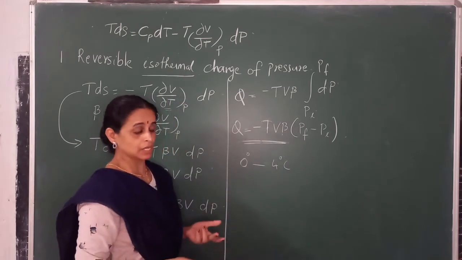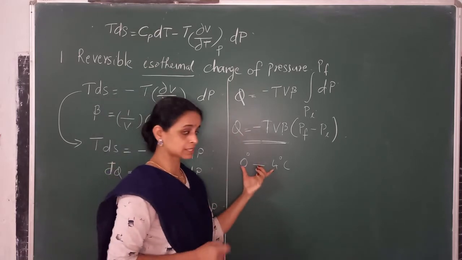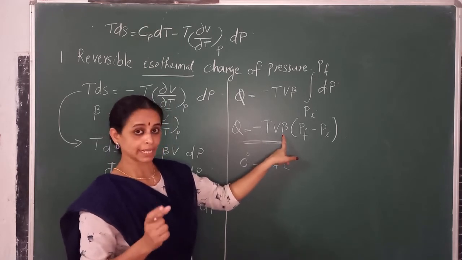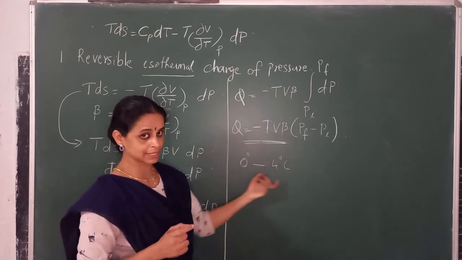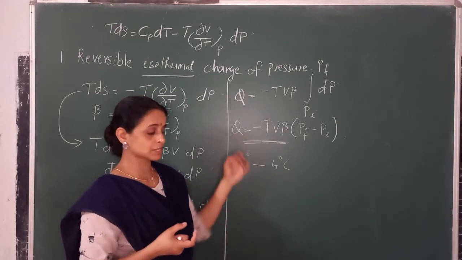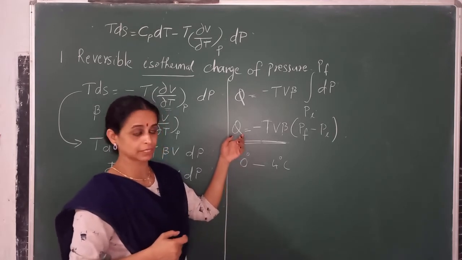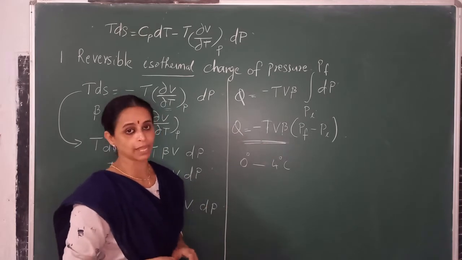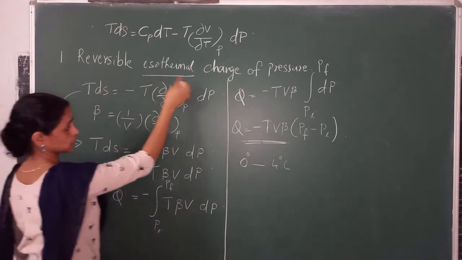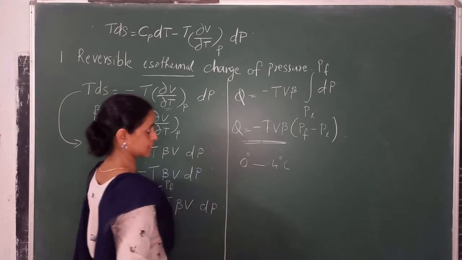In such cases, water will absorb some heat at this temperature, since the volume expansivity is a negative quantity for water at this temperature. So during any process at that temperature, this water will absorb some heat. That means it has a negative volume expansivity. So, this is the heat transferred during the reversible isothermal change of pressure. This is for water, etc.